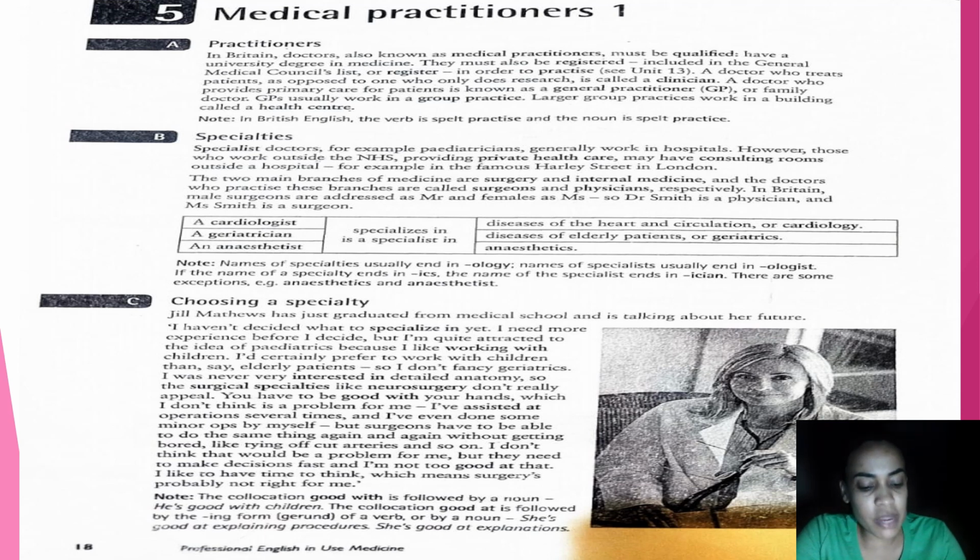B. Specialties. Specialist doctors, for example pediatricians, generally work in a hospital. However, those who work outside the NHS, providing private health care, might have consulting rooms outside a hospital, for example in the famous Harley Street in London. The two main branches of medicine are surgery and internal medicine, and the doctors who practice these branches are called surgeons and physicians.